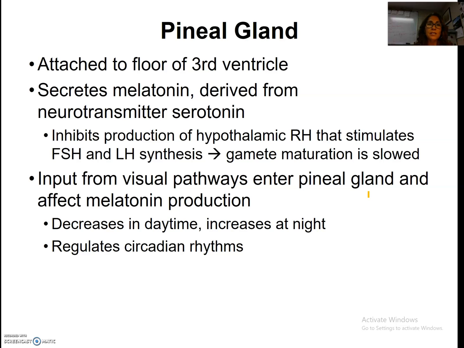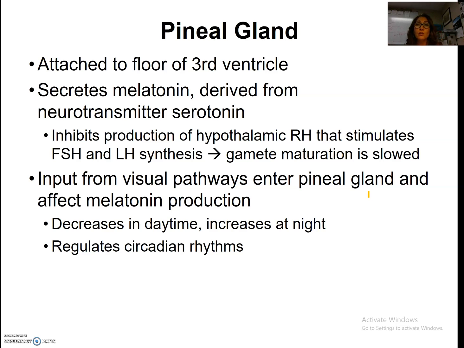The pineal gland gets lots and lots of information from visual pathways. Those visual pathways give you an idea of not only day length, how much sunlight you get, but the intensity of sunlight. So it helps to set and regulate your circadian rhythm. Basically, as the day is coming to a close, the light intensity goes down, and that's going to increase the synthesis of melatonin from serotonin. That is going to downregulate gamete maturation and, at the same time, make you feel sleepy.